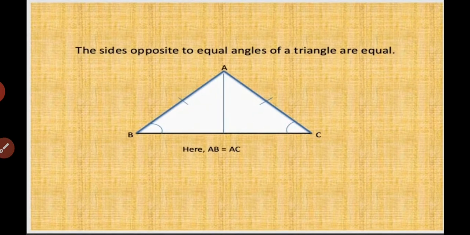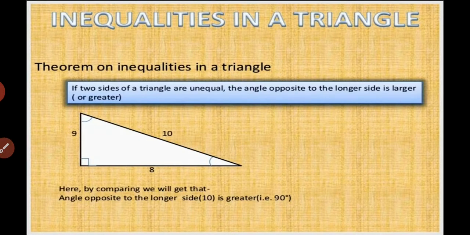The sides opposite to equal angles of a triangle are equal. Again, if ABC is an isosceles triangle, angle B is equal to angle C. The opposite side of this angle B is AC and the opposite side of this angle C is AB. Here it is given that if angle B is equal to angle C, then side AB is also equal to side AC.